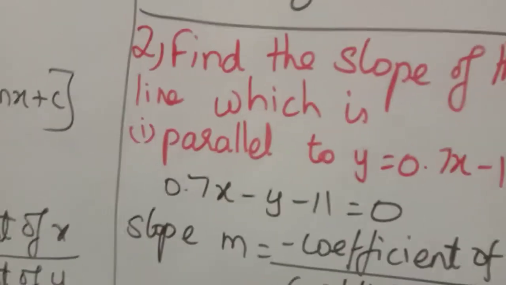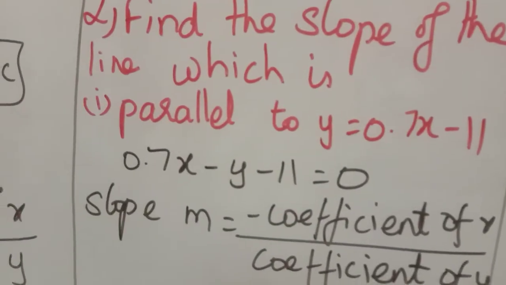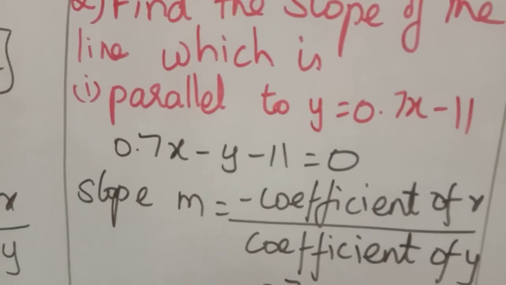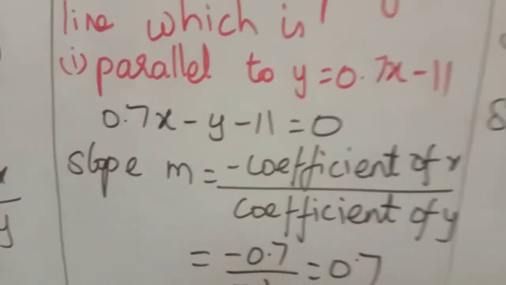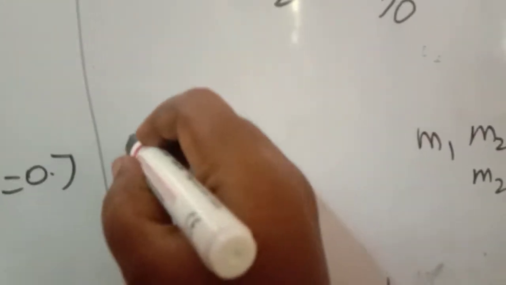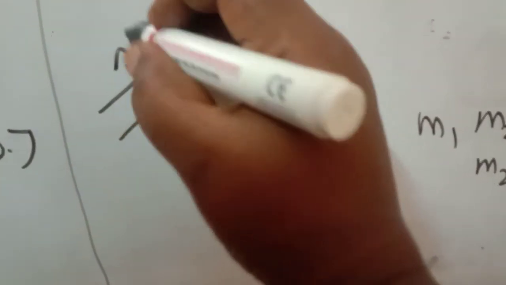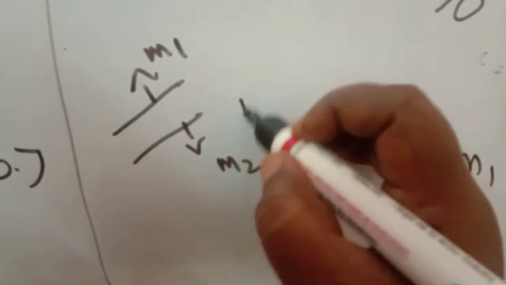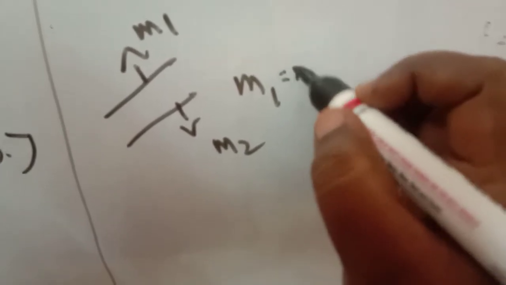Right. Question number 2. Find the slope of the line which is parallel to y equal to 0.7x minus 11. Actually parallel condition is m1 is equal to m2. If two lines are parallel, slope of this line is m1, slope of this line is m2. Then m1 equal to m2. Okay. If two lines are perpendicular, m1 m2 is equal to minus 1.